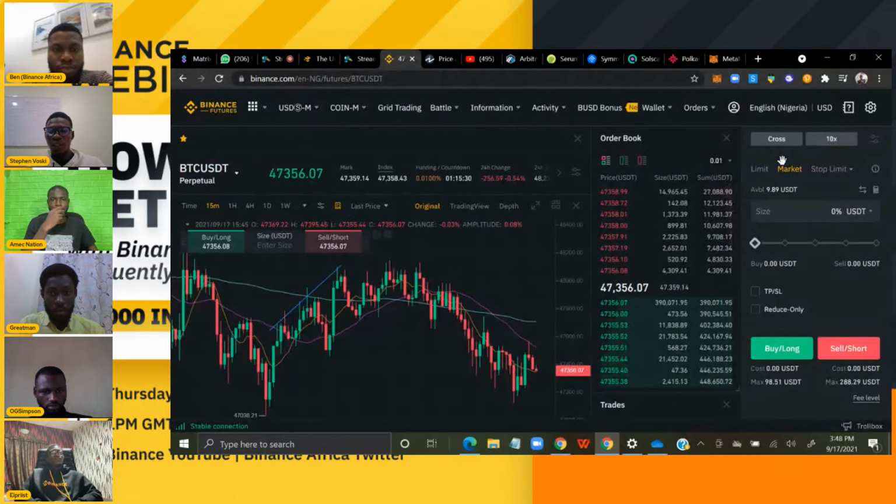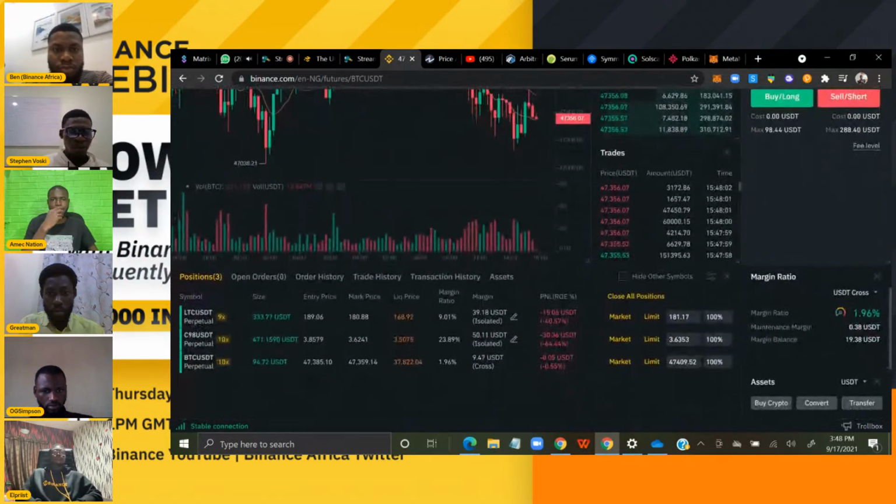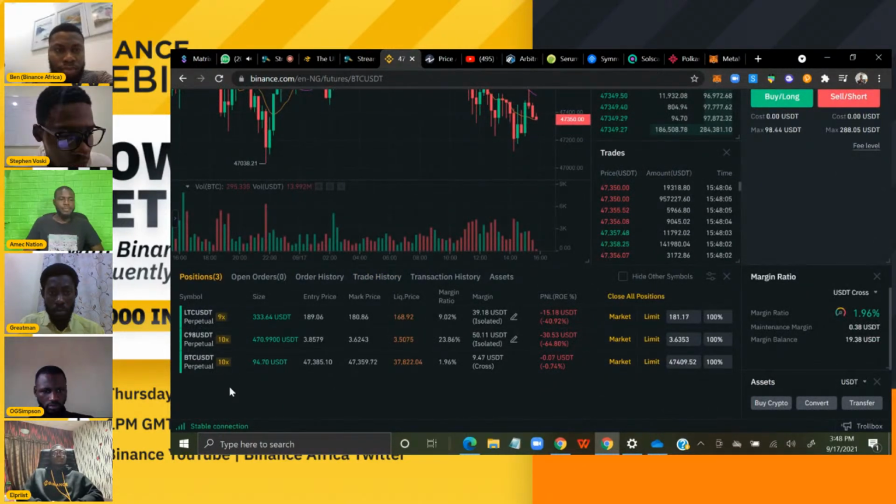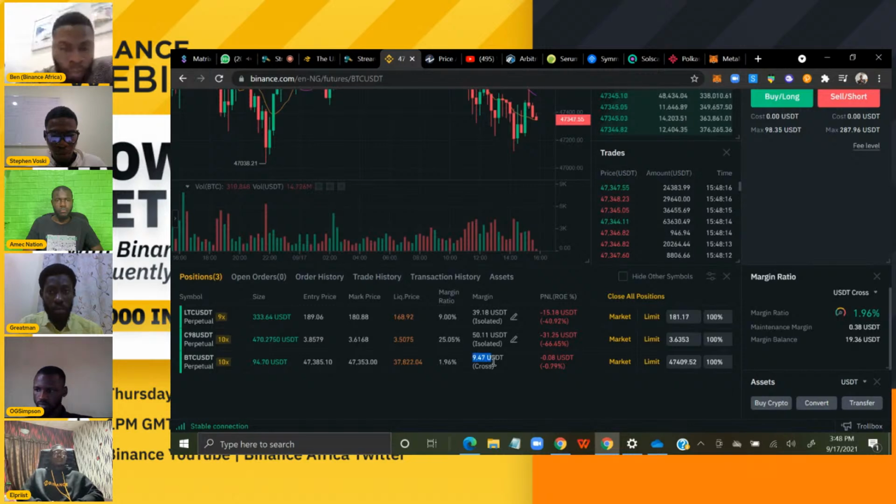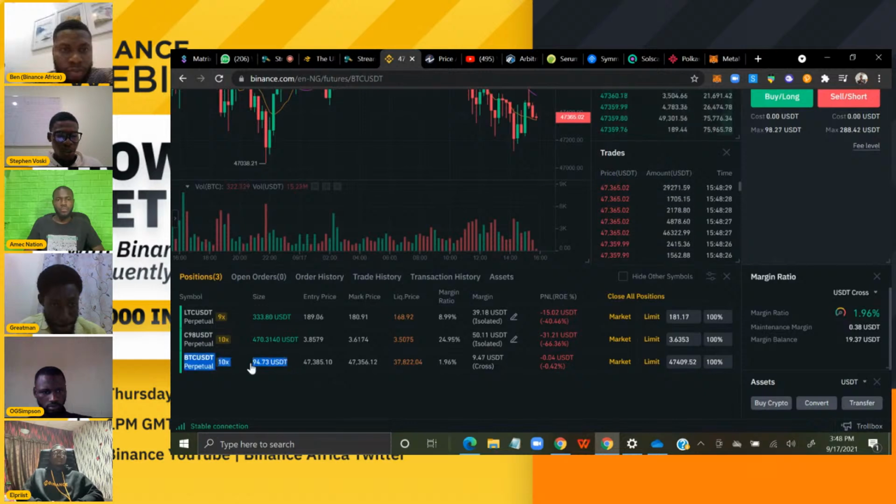Cross leverage, and I've placed my trade. So this is my trade. This is the leverage here, 10x, and this is my capital. Observe, this is my capital, 9.47 USDT using cross margin. Now, you can see here that it shows 94.7 USDT. That's to show you that I used 10x.